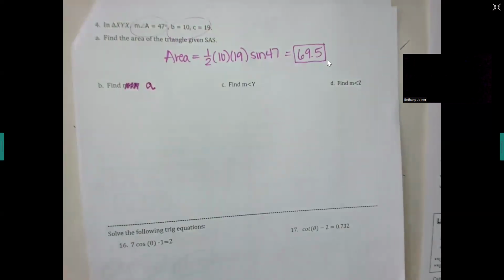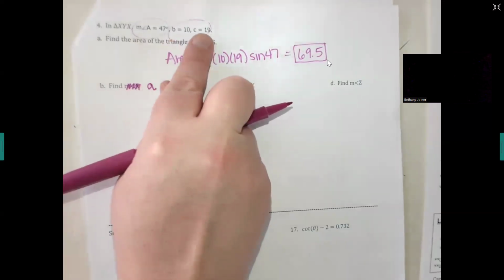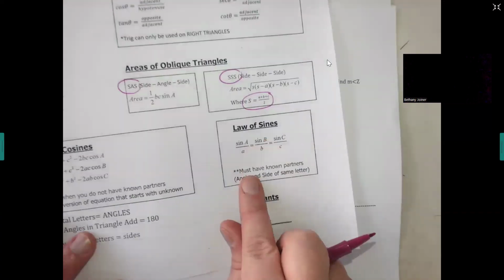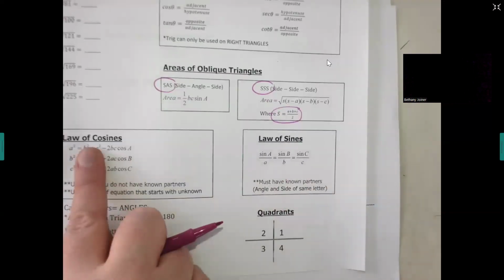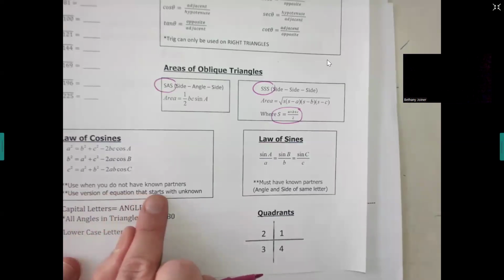So first question, I have big A, little b, little c. Do you have partners? Which partners do we have? We have to know both of them. We don't have partners. Then we can't use law of sines. Look what it says. Must have partners. We don't have that. So we have to use law of cosines. And if you read on here, it says use when you do not have partners.